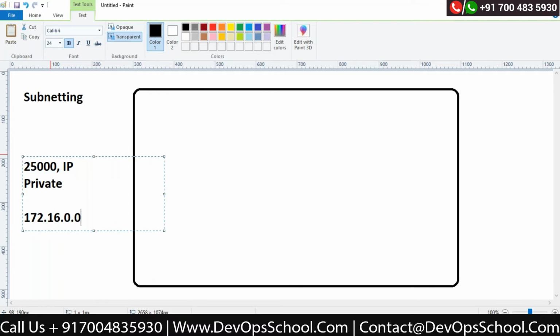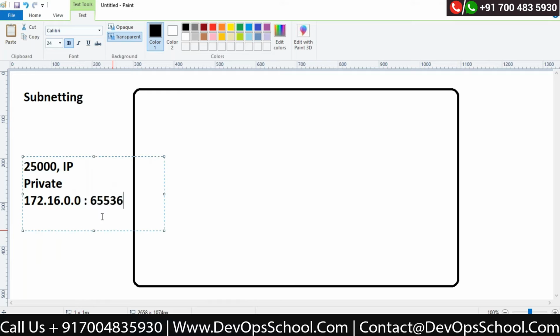I can have 17, 18, 19, many networks I can use. So I decided, let's say, I just want to use this network because my purpose would be served, because I have 65,536 devices connected over it. And I just want 25,000. That's fine. The problem will happen over here.